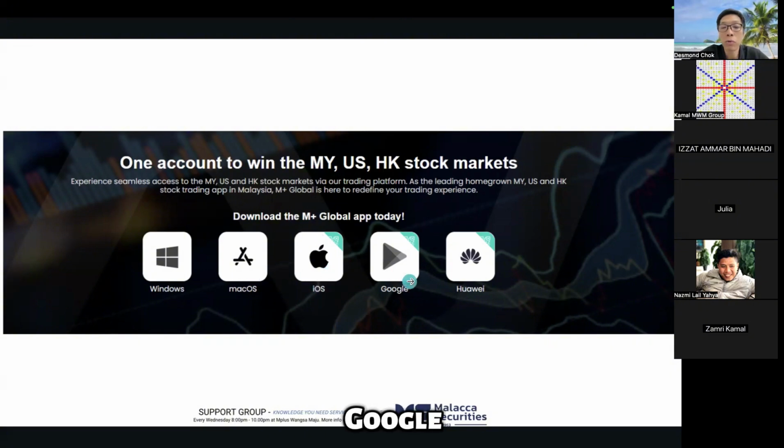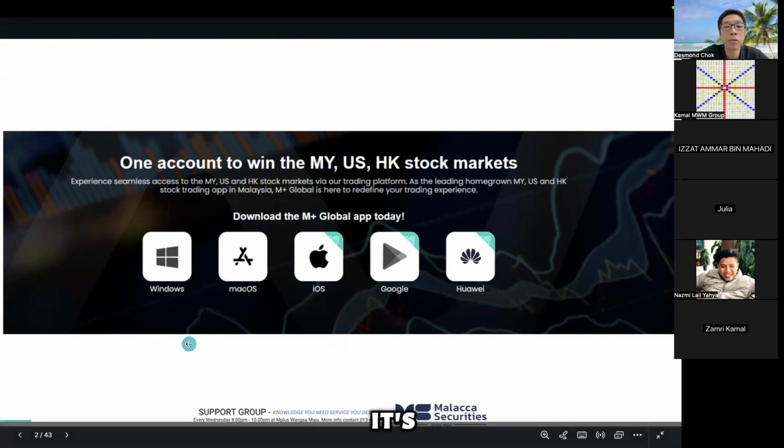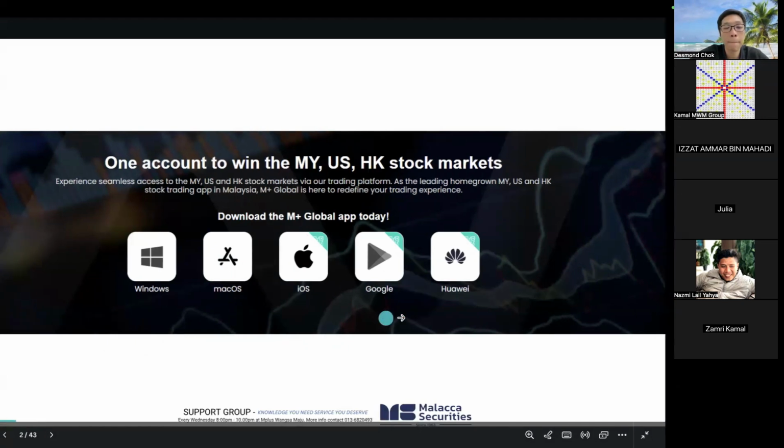For iOS, Google and Huawei, this is the mobile app. With the mobile app, as you all already downloaded, you can trade 3 markets: Hong Kong, US, and Bursa Malaysia. This is just for your information to let you know. For today's session, we only explain the mobile app. The platform one we will explain in another session because it's two different things.